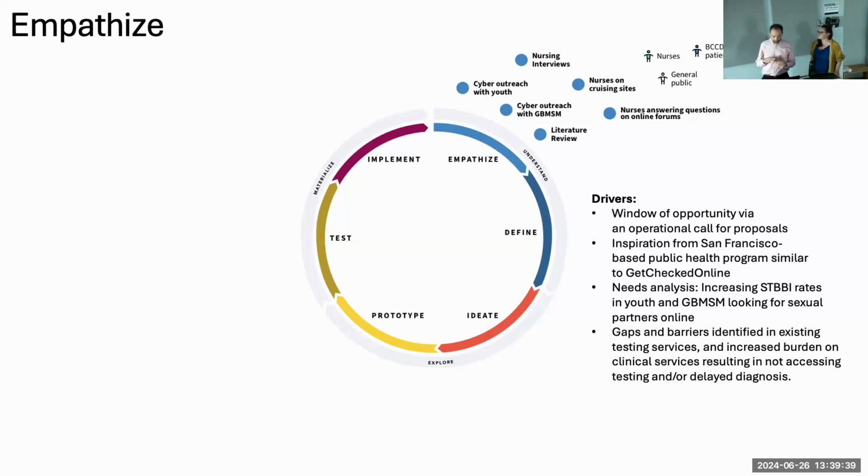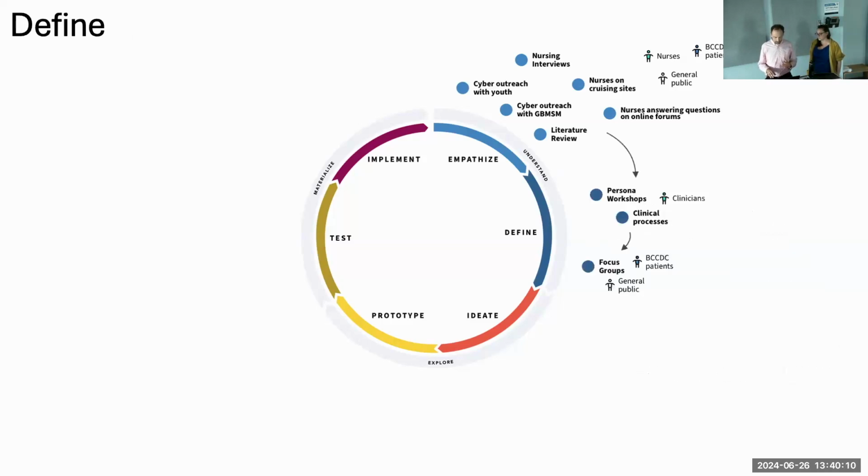So there was an operational call for proposals that I think got the ball rolling with Get Checked Online. There was inspiration from a program in San Francisco that was doing an online testing program. Then there was a needs analysis around increasing rates in youth and MSM, and other gaps and barriers that were identified in existing testing services. This is where the idea for having an online program came out of.